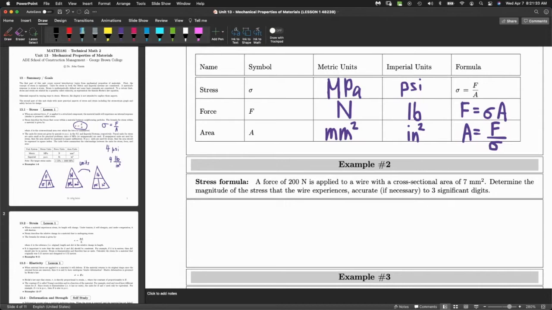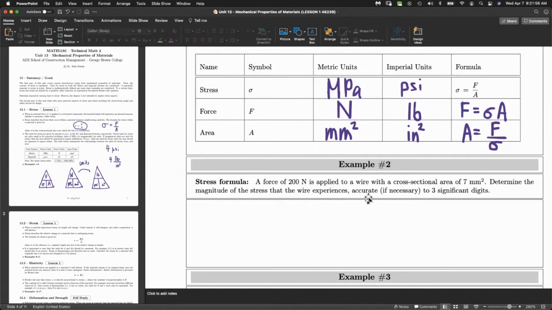So in this case, which unit system? Is this metric or imperial? Let me know in the chat. Thank you, Anthony. Okay, so we're going to use these units here. So what are the units for stress going to be? Stress in the metric system will have units of megapascals. Yeah, when you type it in, guys, thank you very much.